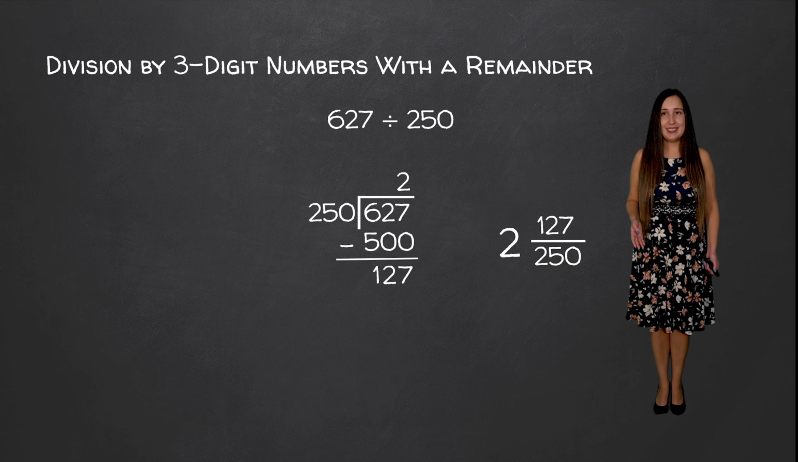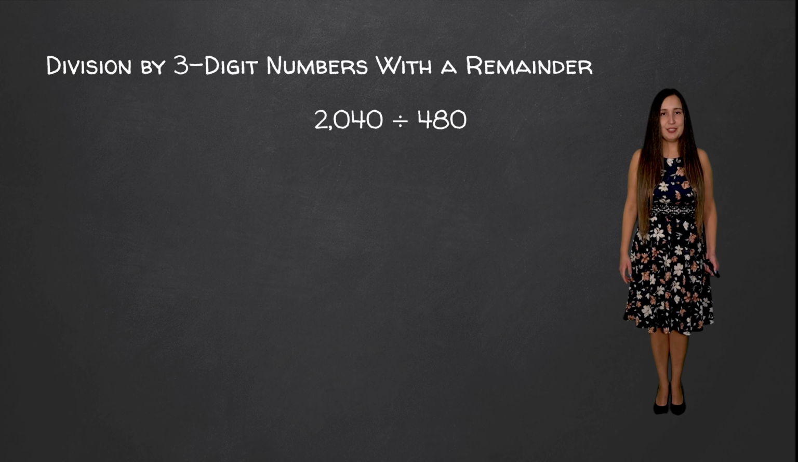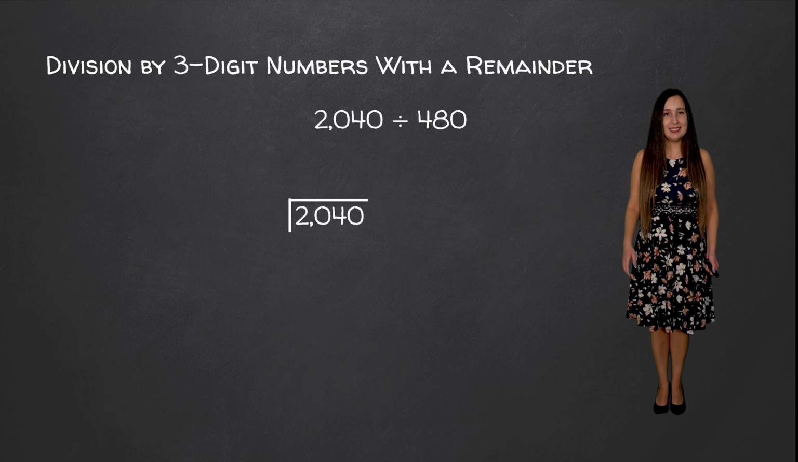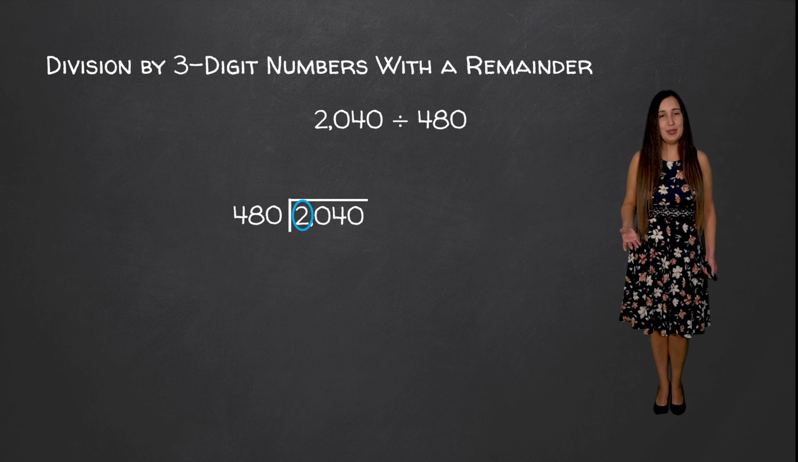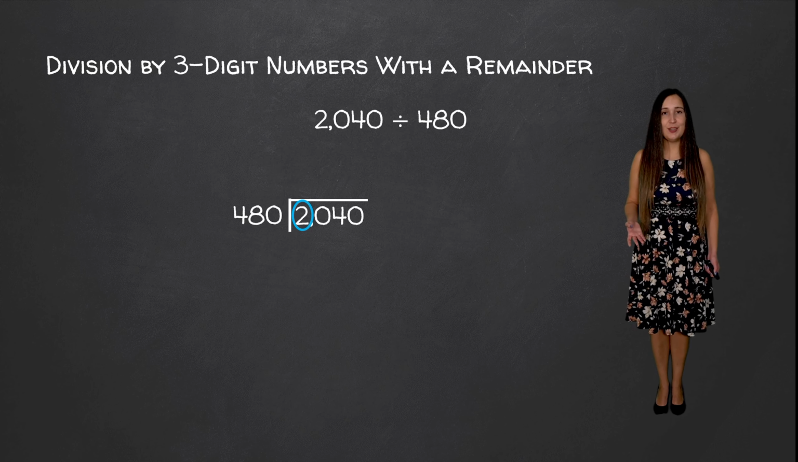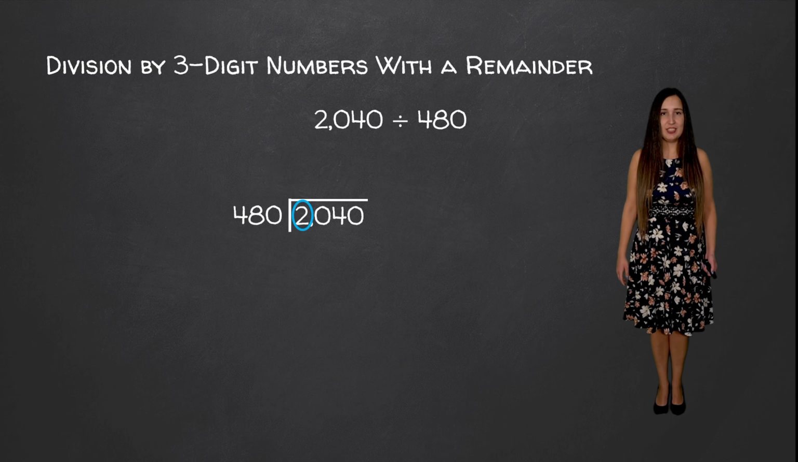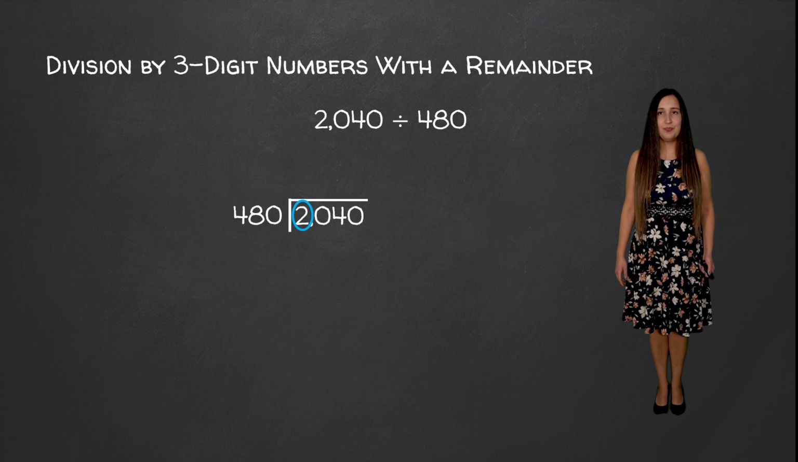So let's do our next example now. Our next example is 2040 divided by 480. So we're going to set this up using long division, and that means that 2040 goes on the inside since that's our dividend, and 480 goes on the outside since that's our divisor. We're going to see how many times 480 goes into 2, and well, it doesn't because 480 times 0 is equal to 0, and 480 times 1 is equal to 480, and that's too large.